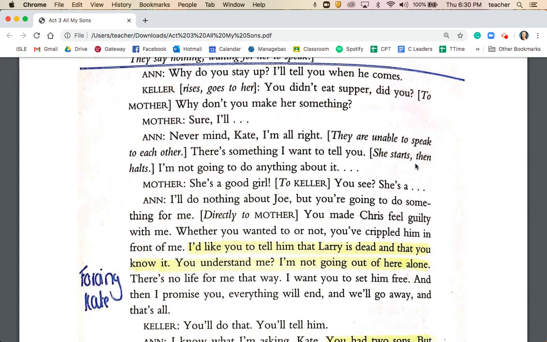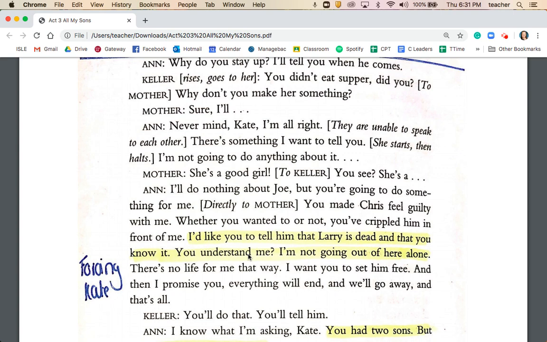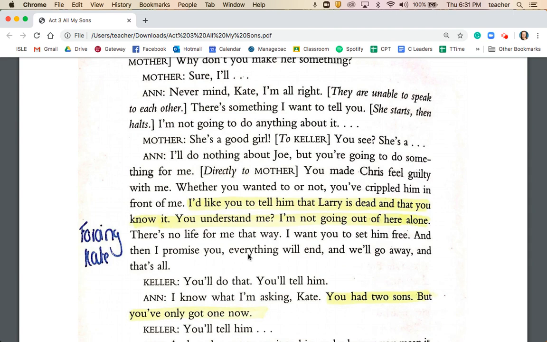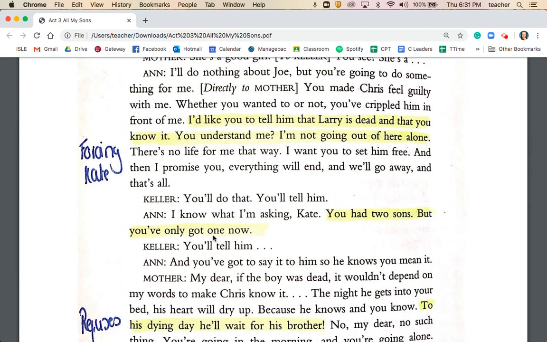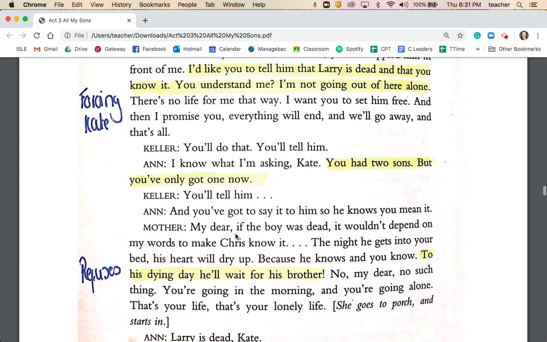So Anne is back on the stage at this point, and what she's trying to do here is to make Kate face up to the truth. And she says here, I'd like you to tell him that Larry is dead and that you know it. You understand me. I'm not going out of here alone. So she has now heard the truth that her father was innocent, or that Joe was at least also guilty, and allowed her father to take the blame. But what she really wants here, she says, I do nothing about Joe. She's not here to punish Joe, but what she wants is to move forward from this. And so she wants Kate to face up to the truth that Larry is dead. She repeats down here, you had 2 sons, but you've only got 1 now. And she wants Mother to accept this.